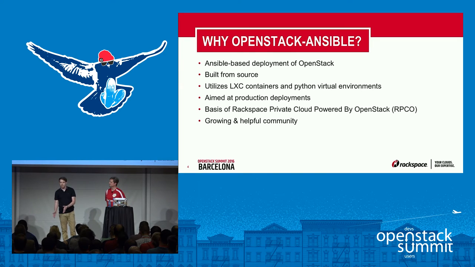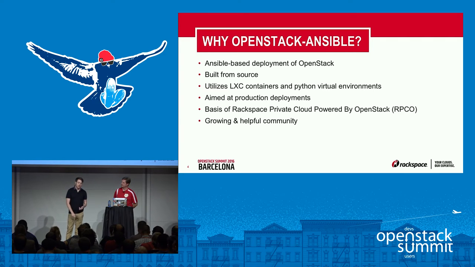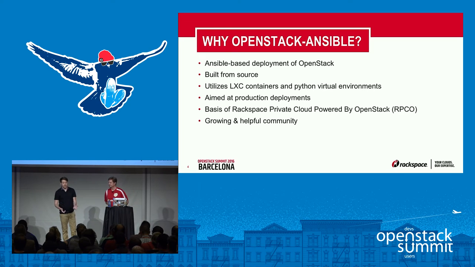And our main aim for the project is production deployments. We don't want to deploy the new shiny thing that might not work or might break. We want the things that you know are going to work, and we want you to know that when you use OpenStack Ansible, you can get a production deployment going. It's actually for that reason the basis of the Rackspace Private Cloud powered by OpenStack offering that we have, the RPCO offering. But I do want to make it clear, it's not a Rackspace-only thing.